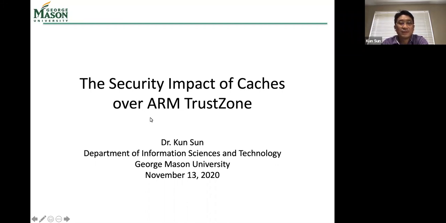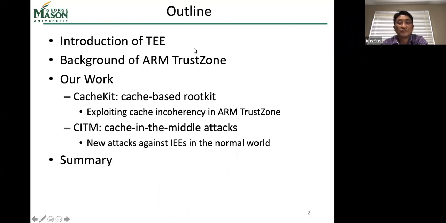Today, I will talk about some of our work on the security impacts of caches over ARM TrustZone. So the outline: first I will talk about what a trusted execution environment is, and one type of this solution, the ARM TrustZone, which provides such a trusted execution environment on mobile devices.